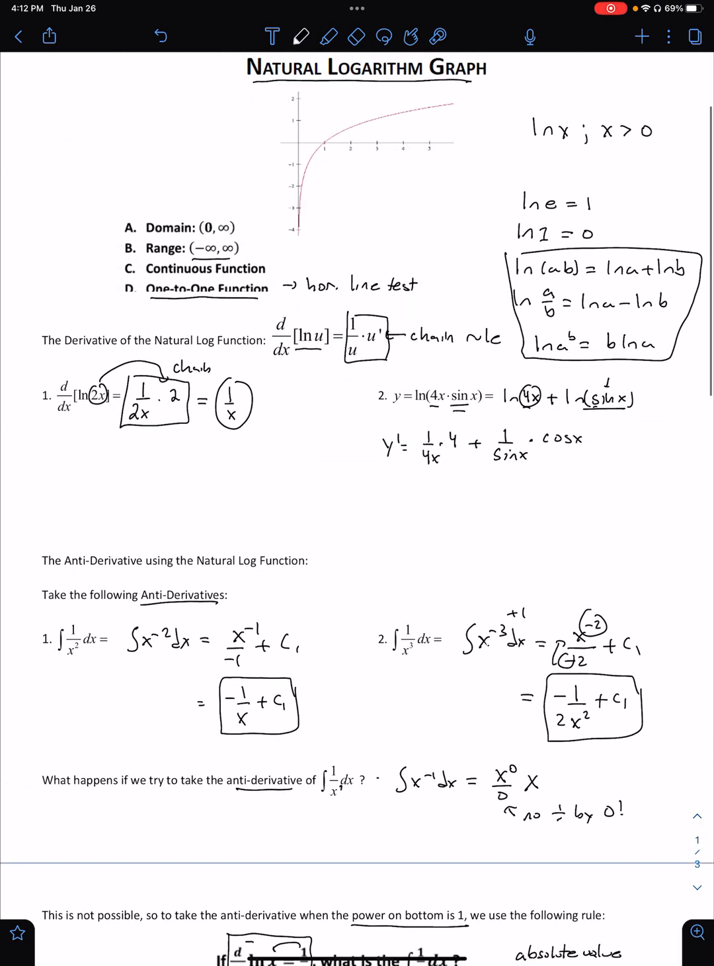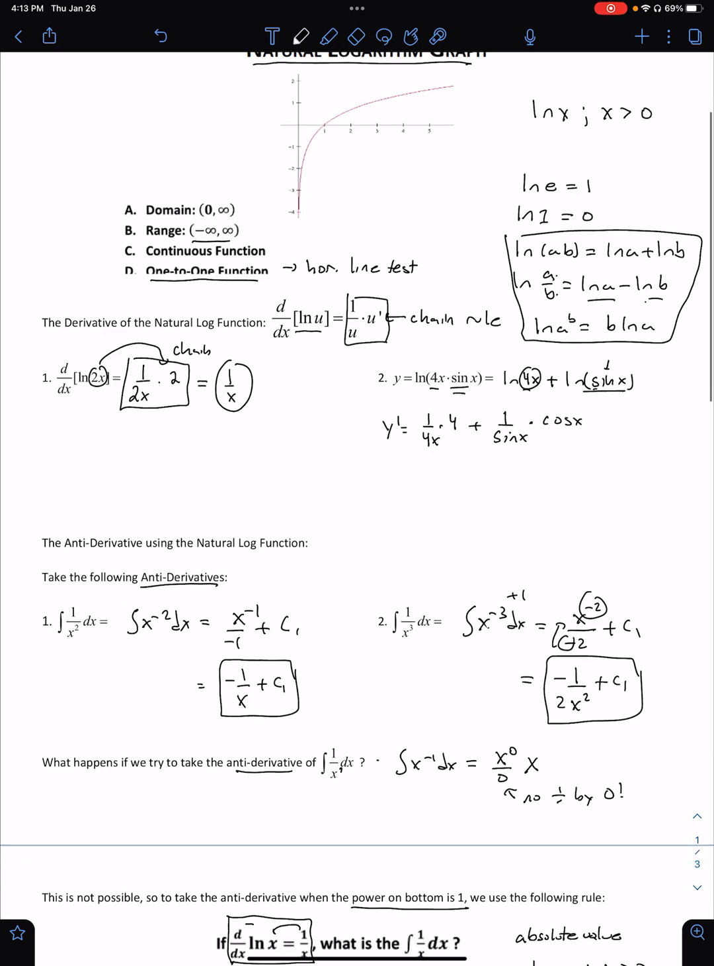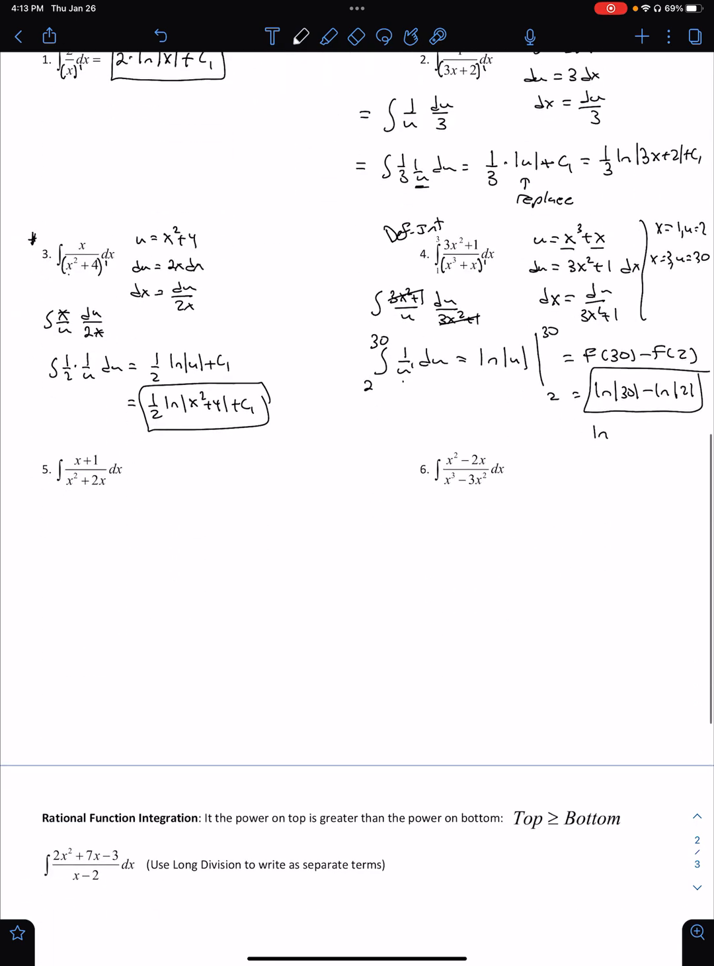Now, if you want to be really fancy, you can use your log properties. If I have the natural log of a minus the natural log of b, which is what I have here, I can write it as the natural log of a over b. So I could write this as the natural log of 30 over 2, which is just the natural log of 15, but our answer, boxed in, is fine right there.